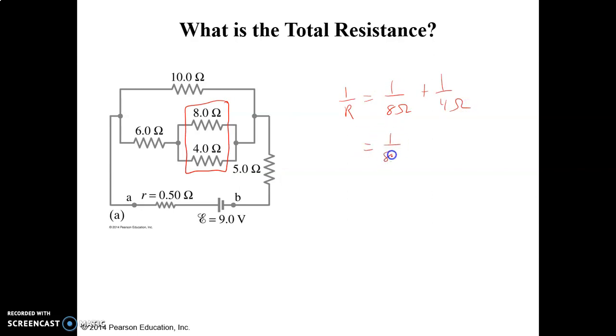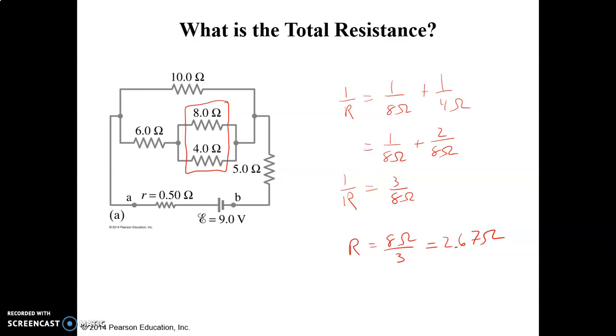So that would be 1 over 8 ohms plus 2 over 8 ohms, or 3 over 8 ohms. But remember, that's 1 over your resistance, so your resistance is going to be 8 ohms over 3, which would be 6 2/3, or 6.67 ohms. 8 divided by 3, checking that on my calculator. Whoa, I did that wrong. It'd be 2 2/3. I apologize, I was getting ahead of myself.